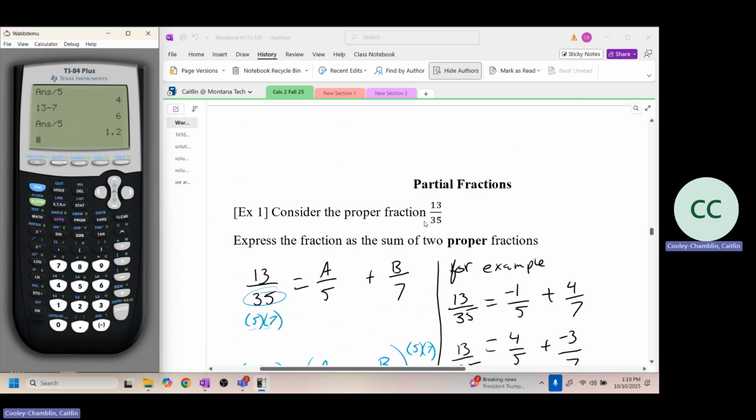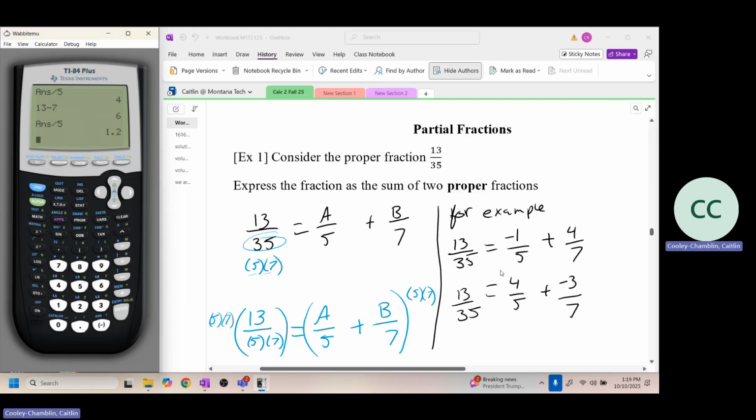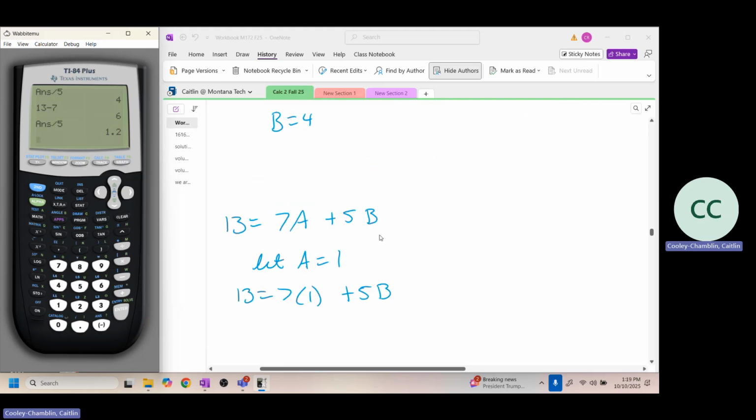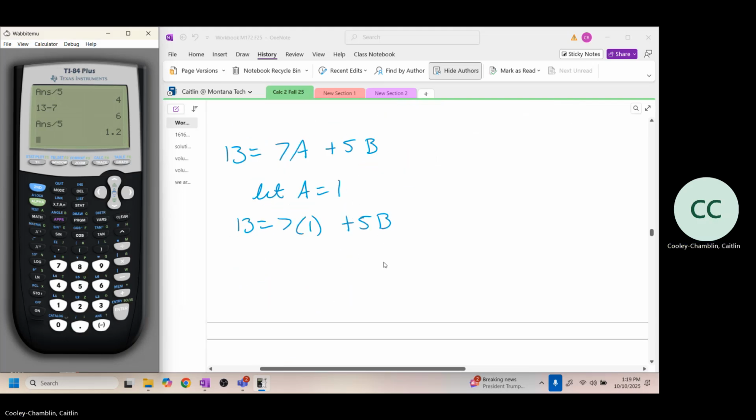So even though in our heads we can find numbers that add together to give me 13 over 35, you guys probably found these just by doing it in your head. This is the math that's going on behind it. Okay, so you're probably asking me, Katie, why are we doing this?